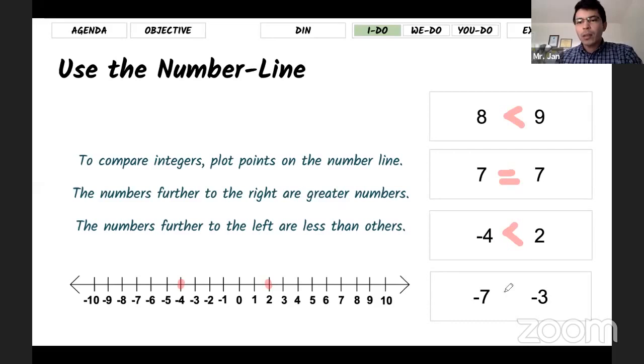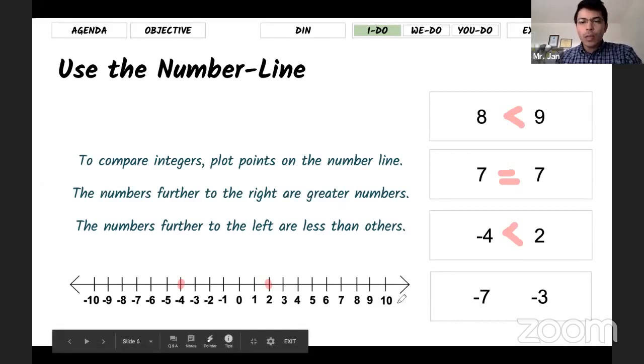And the last one, when you compare two negative numbers, it's the same thing. You need to locate those two numbers. Let me pick another color. Let's make it this purple. So -7 and -3. You need to locate them on the number line. Let's say -7 is right here and -3 is right here. Which one is on the right side? -3 is on the right side, so -3 is greater than -7. This is how you compare two numbers using a number line.